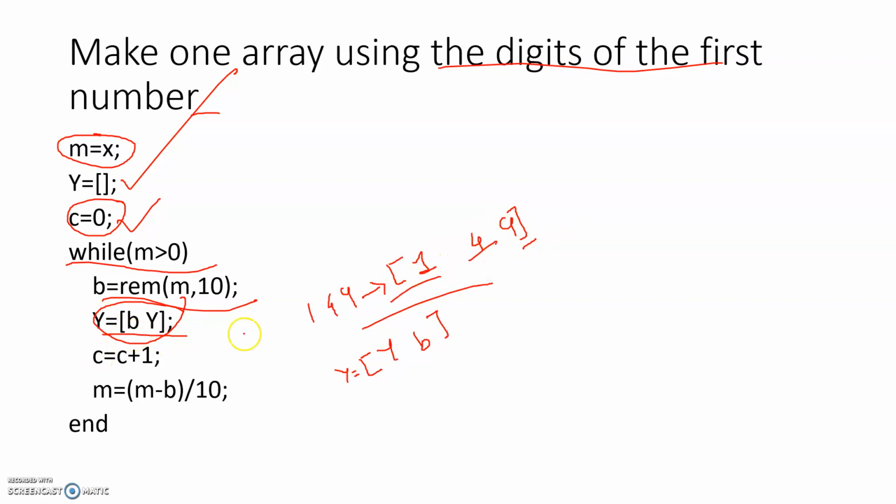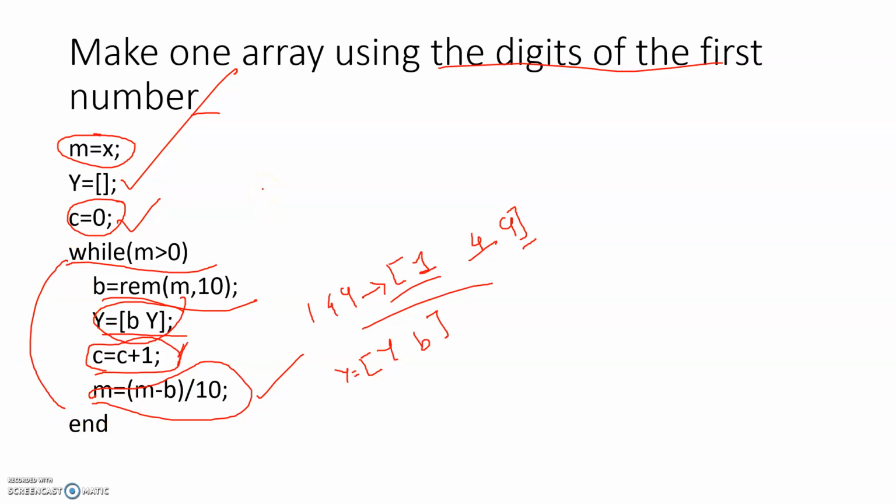So better to arrange in proper order itself as input, so that you just write y equal to y b, then c equal to c plus 1. So at the end of the execution, c will store how many total digits are there in that first input number. Then m equal to m minus b by 10. This is for updation purpose, as you know from the digit extraction concept in MATLAB. If you don't know, please go through the link given in the description. And in this while loop, that's all.